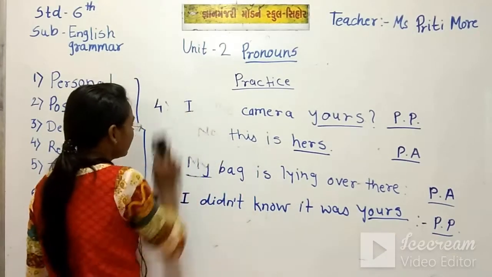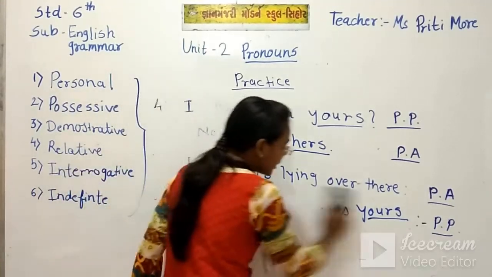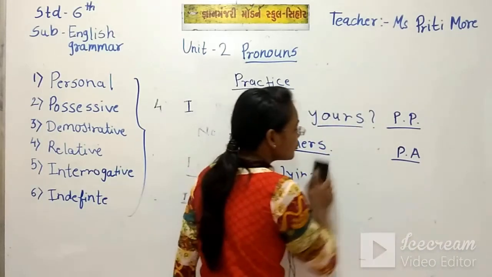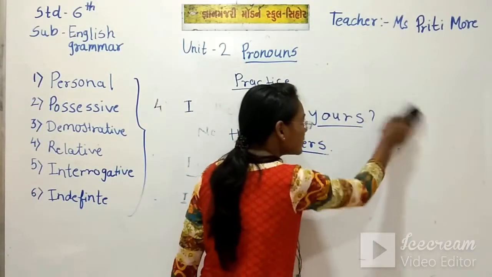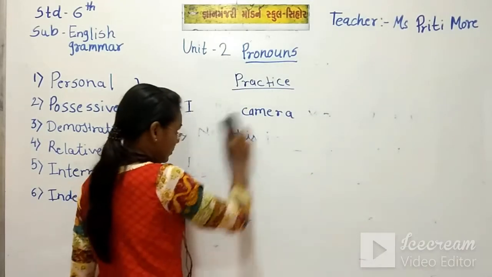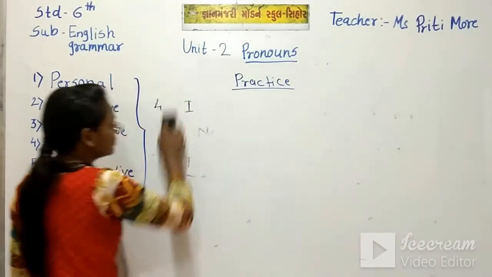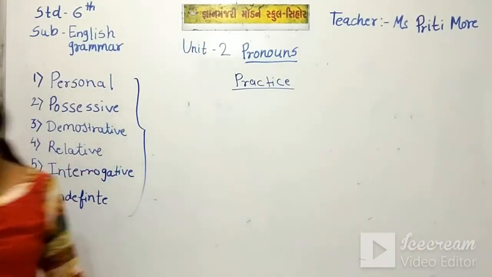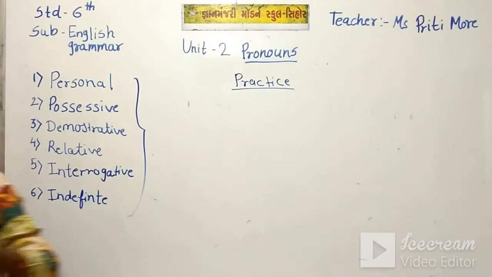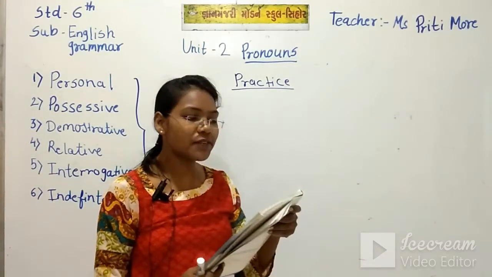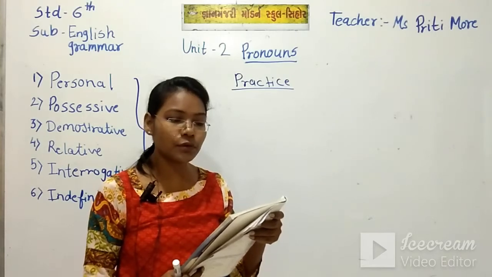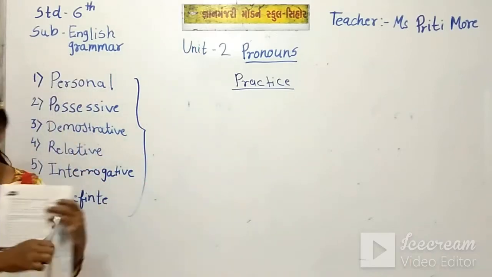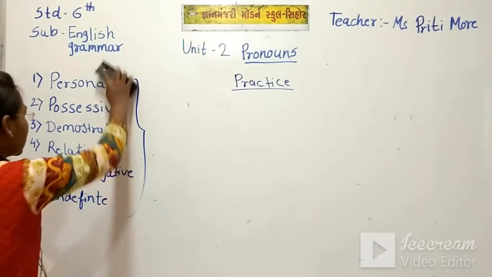Now I rub this. Now we'll see the practice exercise B. I hope students you are getting all this. Now see, in exercise B, complete the following questions with interrogative pronouns of your choice. Right? There are some interrogative WH words.